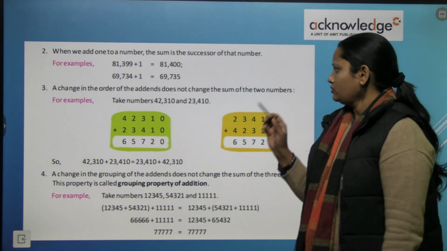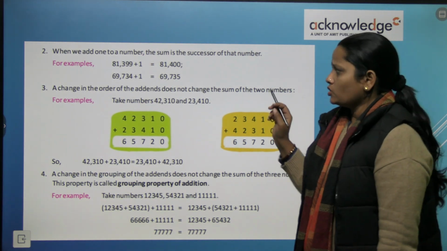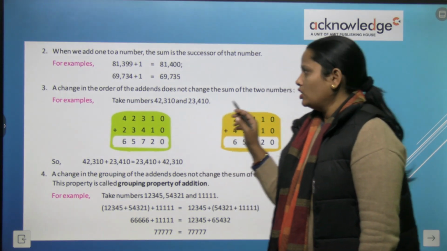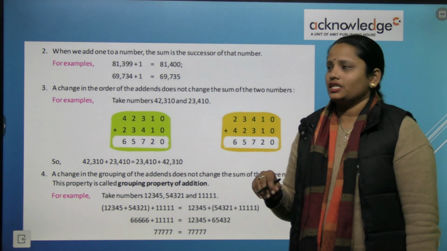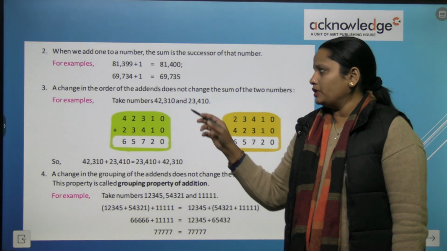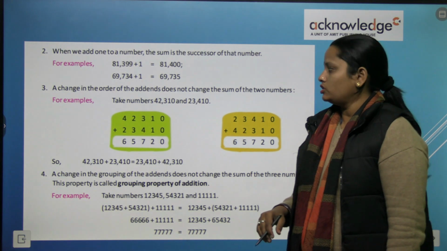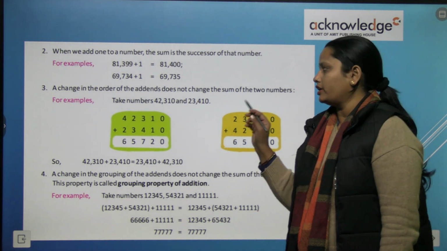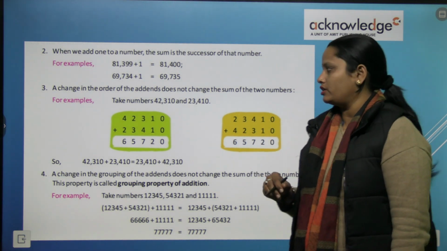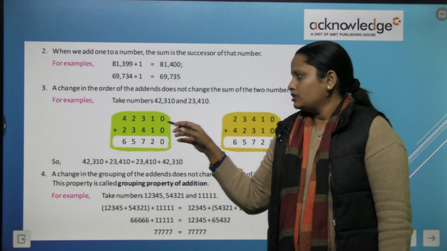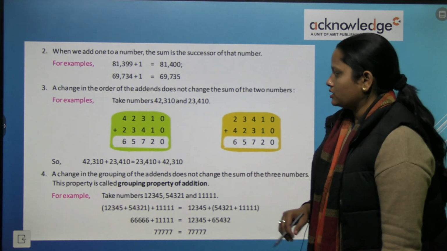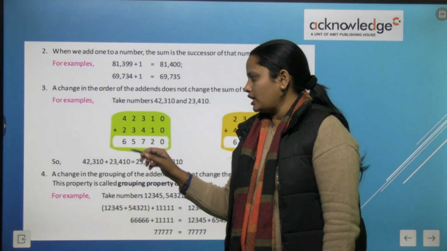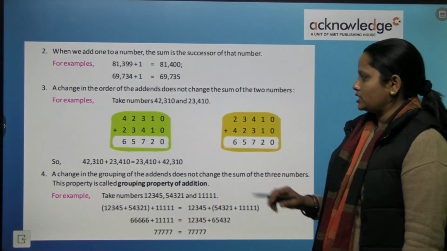Now the next property says a change in the order of the addends does not change the sum of the two numbers. So अगर हमने addends को change कर दिया तो sum change नहीं होता. For example, take 42,310 and 23,410. So अब हमने इन दोनों नंबर्स को ऐड किया, तो आंसर आया 65,720.